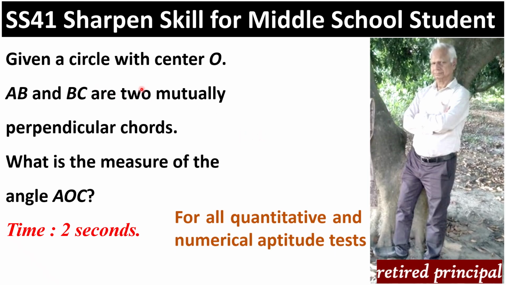Now, given a circle with center O, AB and BC are two mutually perpendicular chords. Maybe one is horizontal and one is vertical, and we have to find the measure of the angle AOC. AB and BC intersect at B, and that's the right angle, and you have to find angle AOC.